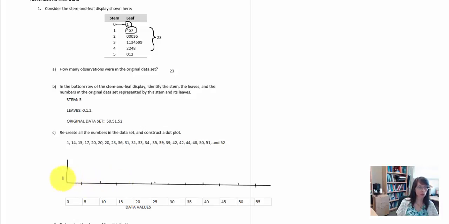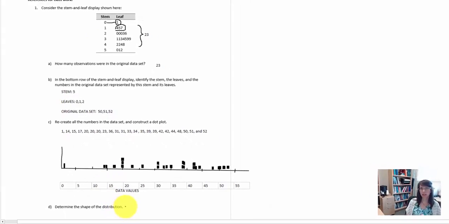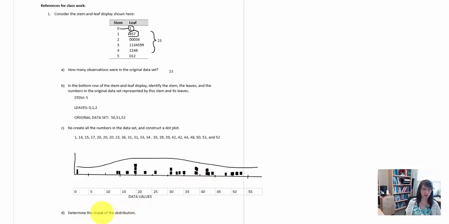So my first data value is 1, then 14, 15, 17, 20 appears 3 times, so I should have 3 dots for 20, and then 23 and 26. 31 appears twice, so that's a stacked dot. 33 and 34, 35 and 39 twice, 42, 42, 44 and 48, 50, 51, and 52. So now we can see what the dot plot looks like. And to determine the shape of this distribution, we could try to draw a smooth curve over these dots. So we can see that we have a mound shape for the distribution.